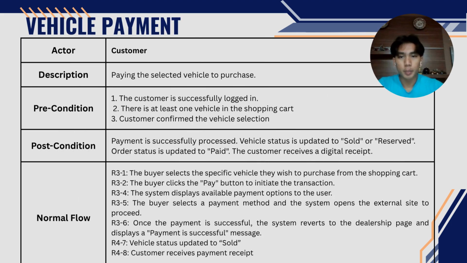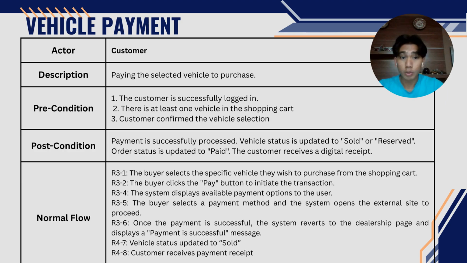The actor for the vehicle payment will be the customer. For the description, it will be paying the selected vehicle to purchase. And the preconditions for the vehicle payment will be the customer successfully logs in, there is at least one vehicle in the shopping cart, and the customer confirms the vehicle selection. And then the post condition is payment is successfully processed.